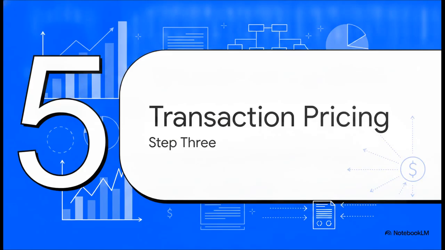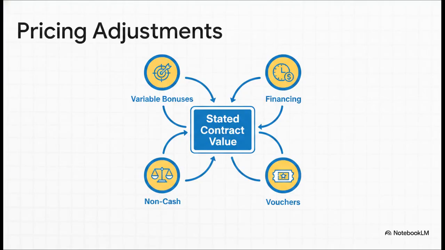Section 5, Step 3, Transaction Pricing. Determining the price isn't always as simple as just looking at the final number written at the bottom of the contract. The stated contract value must often be adjusted for 4 distinct realities. First up, variable consideration. Let's say you get a $500,000 bonus if you finish building that mall in 12 months instead of 18. If you know for a fact you can hit that target, you must add that variable bonus into your transaction price today.